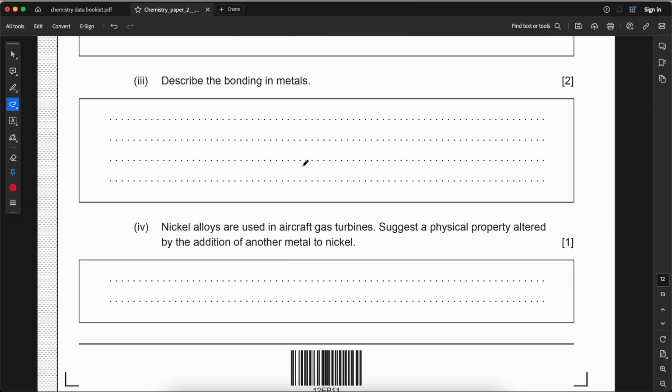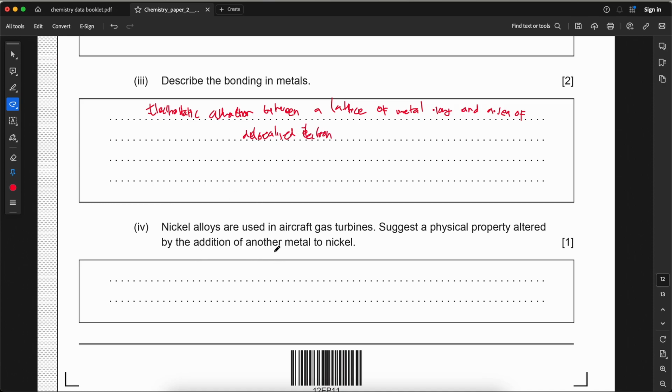Describe the bonding in metals. It's electrostatic attraction between a lattice of metal ions and a sea of delocalized electrons.